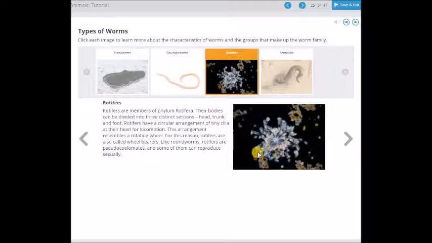This isn't a really good picture, but these cilia help them to move around. So they kind of look like a rotating wheel when they move. That's why they're called rotifers. That's what rotifer means, wheel bearers. Like roundworms, they are pseudocoelomates, so they don't have a true internal development like the coelomates do. And they can reproduce sexually.